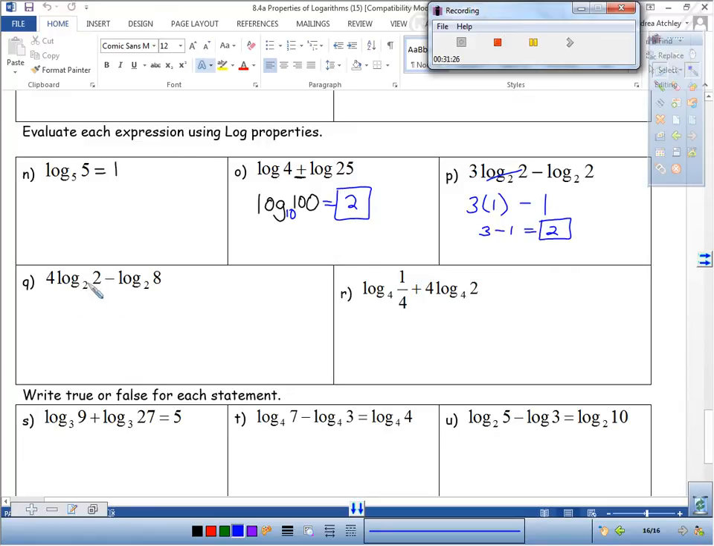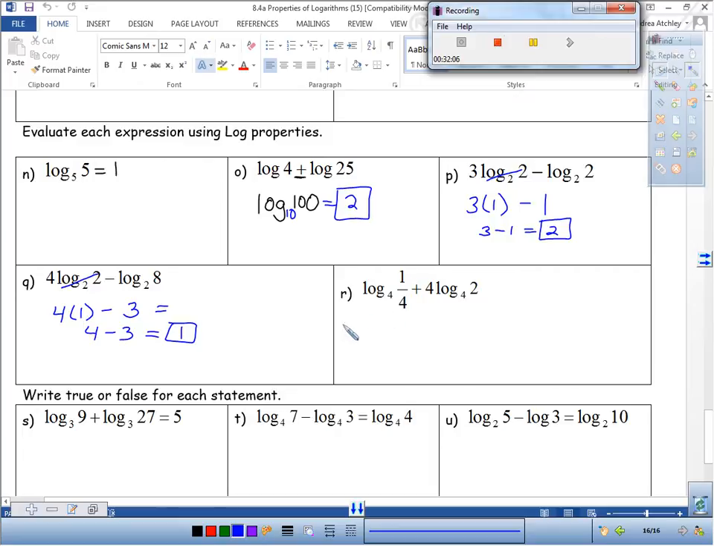Okay, so again, we have the log base 2 of 2, so this is just 1. So I get 4 times 1 here. What is 2 to the what power will give me 8? 3. So that gives me 4 minus 3, which is 1. Any questions over that? Okay.